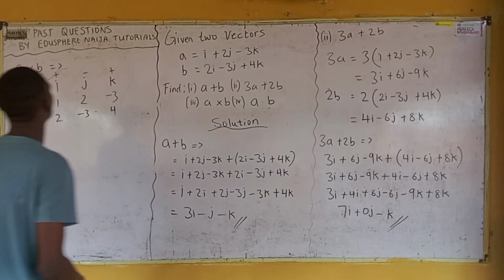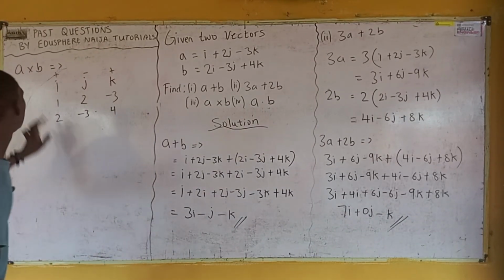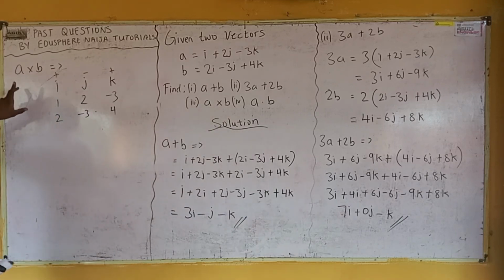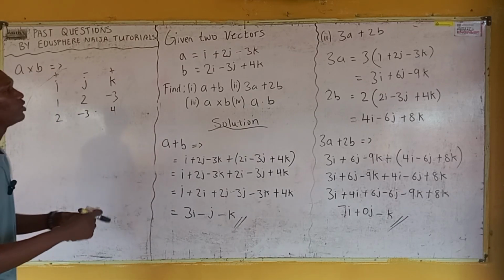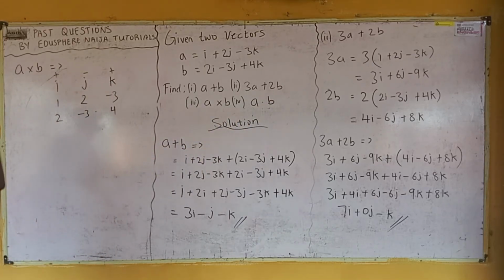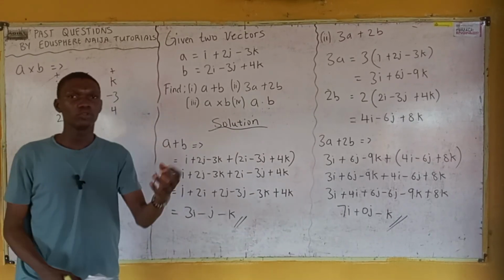Okay, for the next one we have a cross b. Take note, this a cross b is not the same thing as a times b. When you say a times b, you are saying more of a dot product, which is this. For this one, the first thing you are going to do is relate it to the determinant method of a matrix.